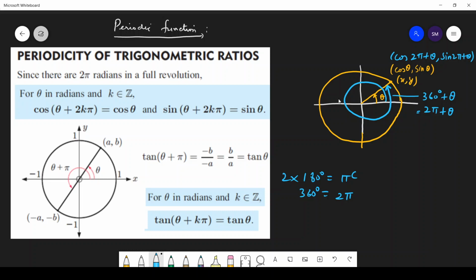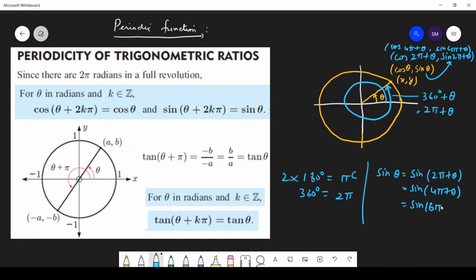Now let me take one more round and reach back here. So I can further write, if I take 2 rounds, then the angle will be 4 pi plus theta, sine 4 pi plus theta. So it means the values are same. So it means sine theta equals sine 2 pi plus theta, right? And that equals sine 4 pi plus theta, that equals sine 6 pi plus theta.